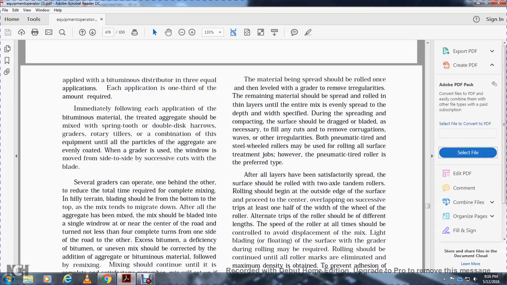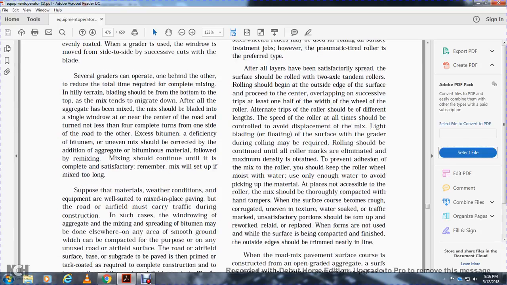Both pneumatic tire and steel wheel rollers may be used to roll, also for thinner jobs. However, the pneumatic tire roller is preferred. All layers should have a satisfactory spread, and the surface should be rolled with 2 axle tandem rollers. Rolling should begin at the outside of the surface and proceed toward the center, overlapping successive strips that are at least 1/2 of the width of the wheel of the roller. The alternate strips of the roller should be of different lengths. The speed of the roller at all times should be controlled to avoid displacement of the mix.